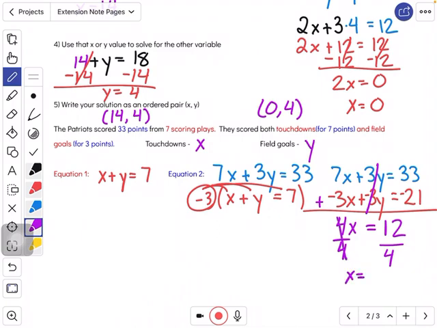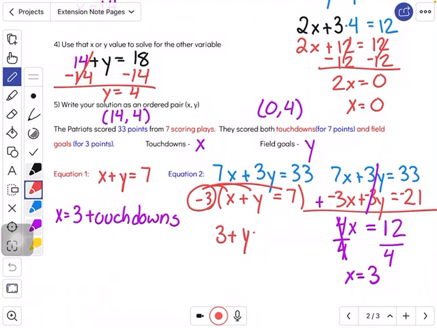So x equals 3 touchdowns. Then I use that 3. I'm going to go back to this equation. My x plus y equals 7. So 3 plus y equals 7. Subtract 3. Y equals 4.